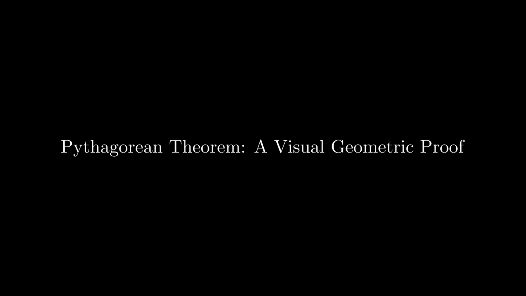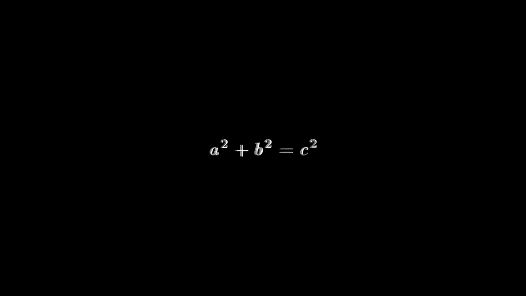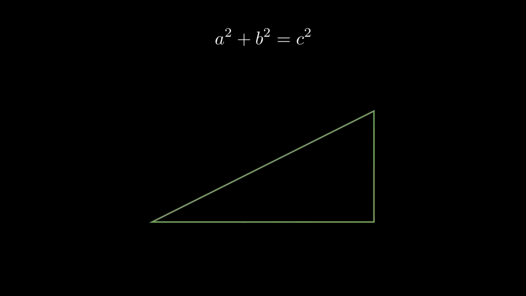You might have heard of it before, but it all boils down to a squared plus b squared equals c squared. This might seem simple, but what is a, what is b, and what is c? How is this equation even formulated? Well, first, let's look at a right triangle.